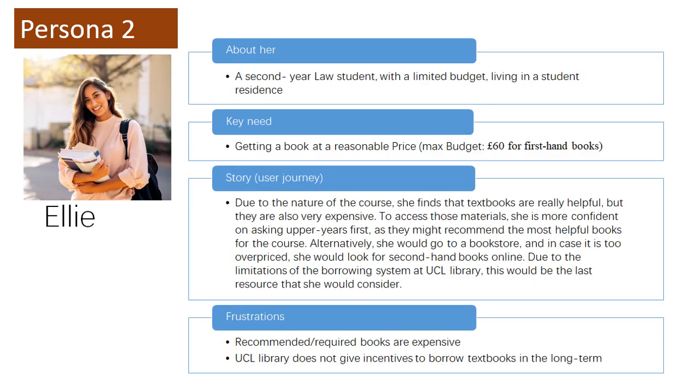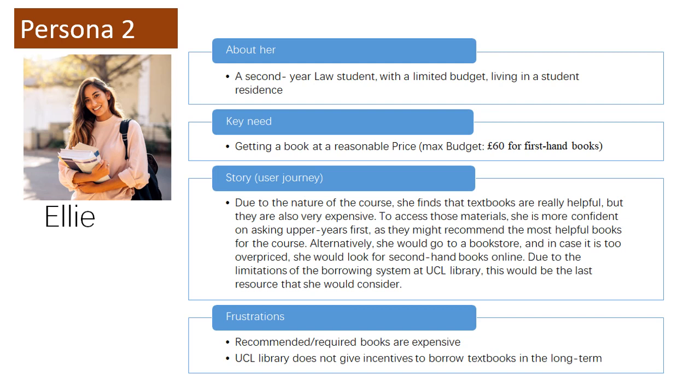Our second persona is a girl named Ailai. She's a second-year UCL law student with a limited budget, living in a student residence. Her key need is getting a book at a reasonable price, and her maximum budget is £60 for a first-hand law book. Due to the nature of the course, she finds that the textbooks are really helpful, but they're also very expensive. To access those materials, she's more confident asking upper years first, as they might recommend the more helpful books of the course.